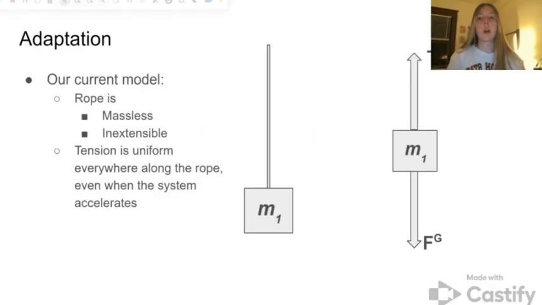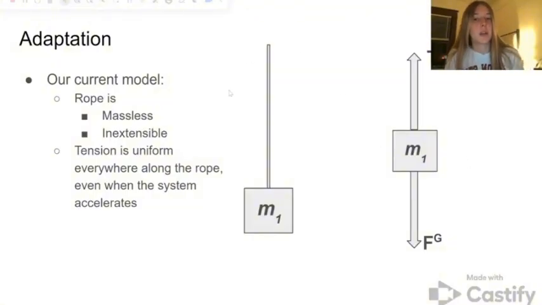First we're going to run through our current model. What we know about our current model is that our ropes have always been massless and inextensible, so they're not stretchy. What this means is that the tension is uniform everywhere along the rope, even if the system is accelerating. Say you were pulling a sled with a rope, the tension along the entire rope would still be the same, whereas this is not going to be true in our new model.